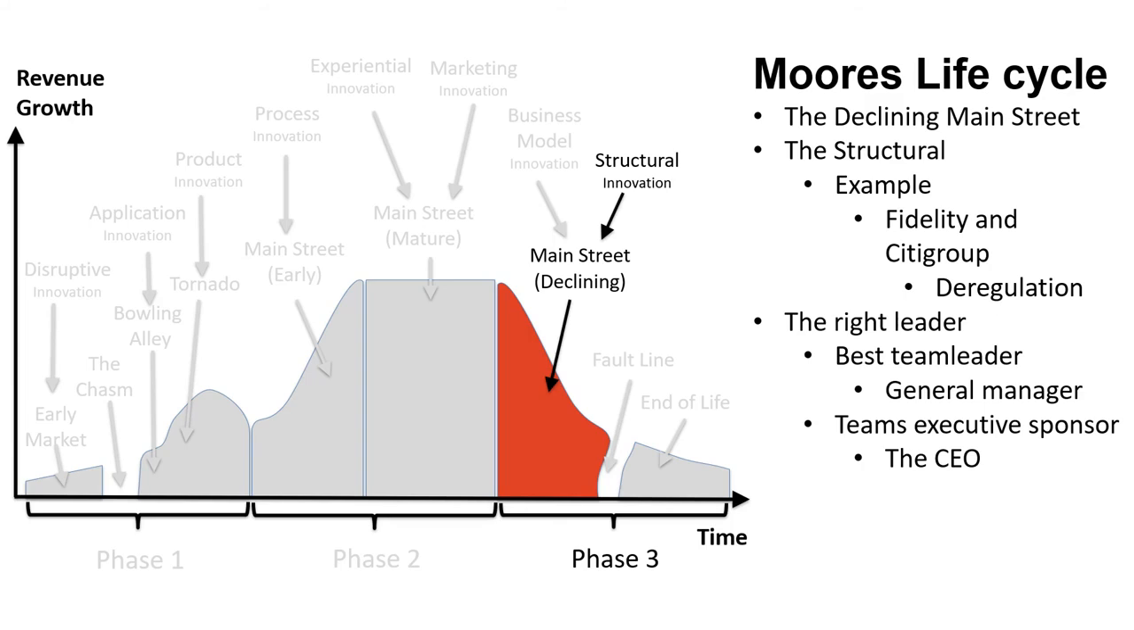The right team leader is the general manager, and the ideal sponsor is the CEO. The general manager can see the changes in the market or industry. The CEO, again, has the power to force the other stakeholders in the organization to accept the changes.